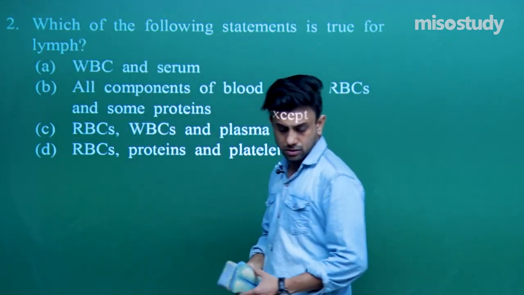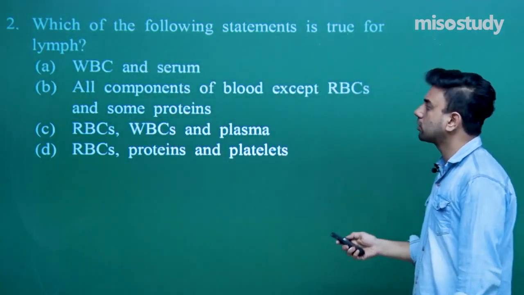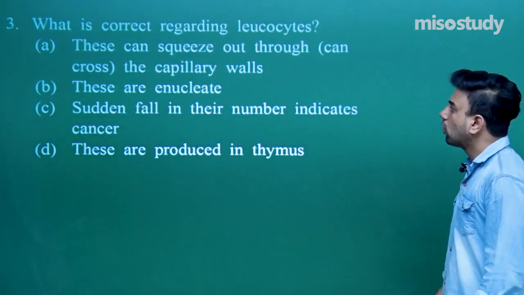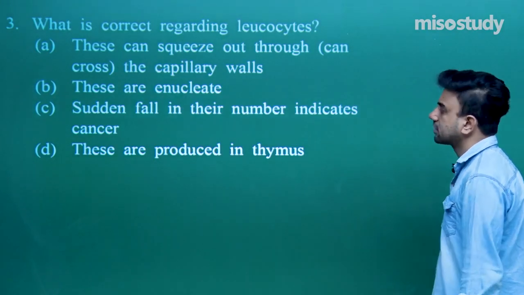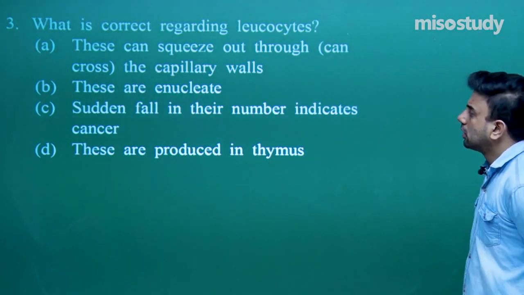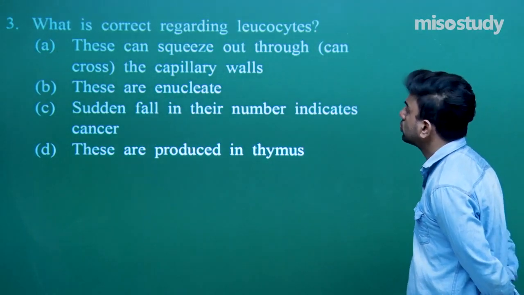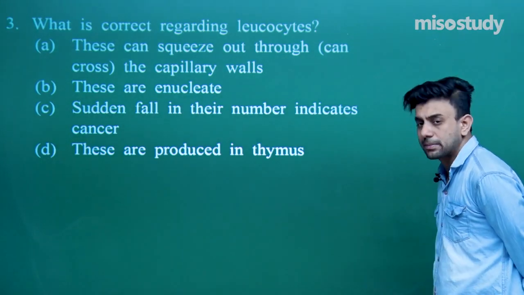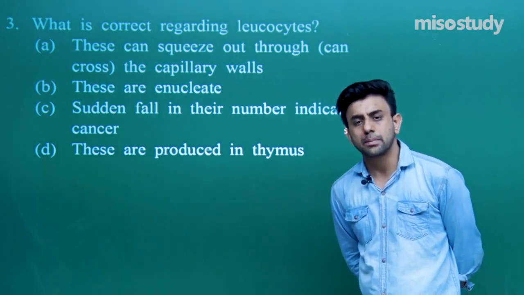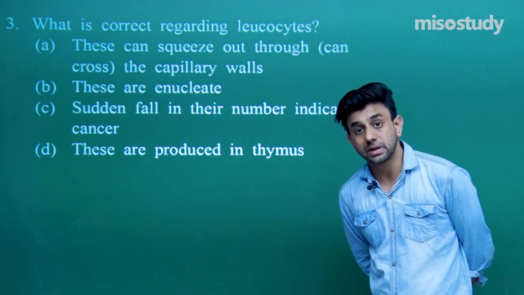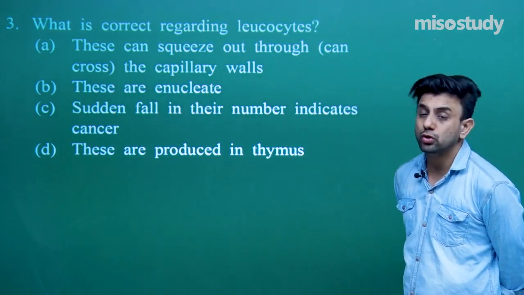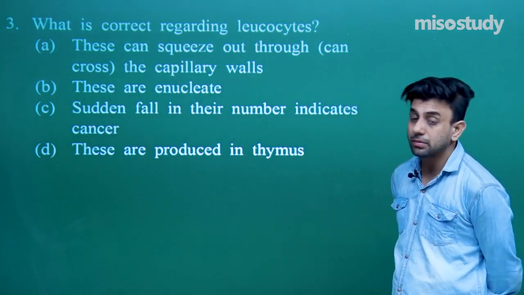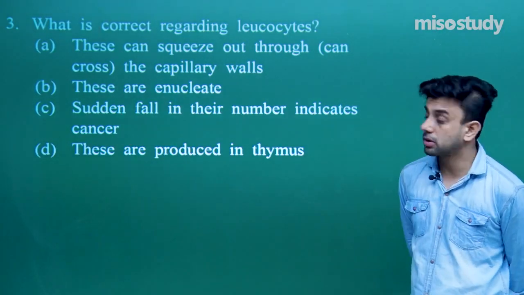That is the third question we will be talking about. What is correct regarding leukocytes? These can squeeze out through, can cross the capillary walls. Yes, absolutely. These can cross the capillary walls, and that is called diapedesis. These are enucleate? No, it's the RBC which are without the nucleus. That is a mature RBC.